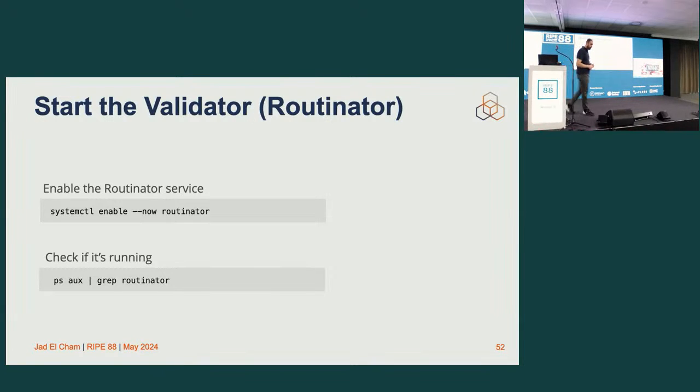Now, if we're running Routinator, and again, that was specific to the version that we had in our lab, so things might have changed later on. The service is initialized by default, so you don't have to initialize it like the other one, like Fort. So you enable it. We use the systemctl enable command. And then to check if it's running, we don't need to look at the socket statistics to see if it's listening. We just look at the processes, and we do a grep for the routinator process.